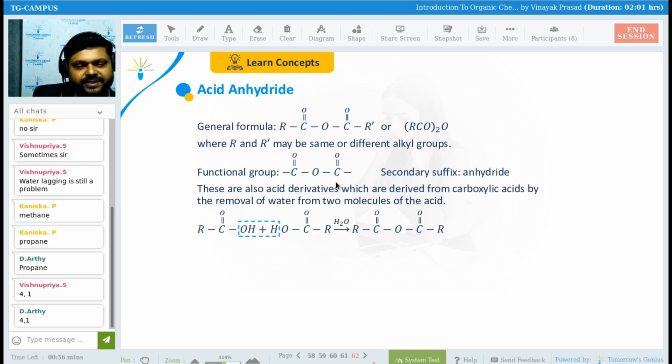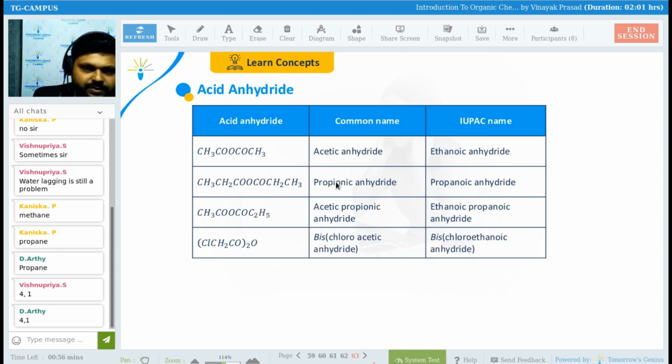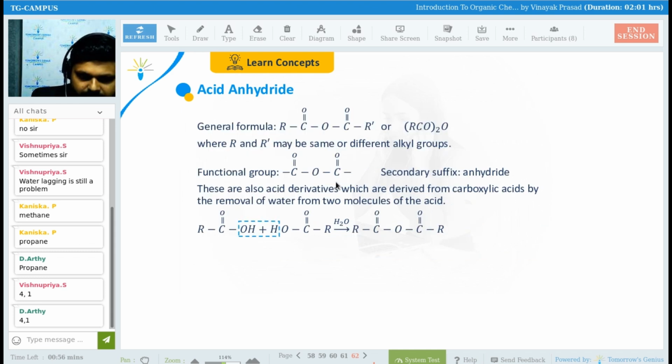Now, acid anhydride. If there is acid anhydride or any functional group, how are we going to name this functional group? That we are going to see. Acid anhydride, right? So CH3, C double bond O, single bond O, and then COCH3 will be there, right? So it will be called as what? Ethanoic anhydride. See how it will be: C double bond O, then O, then C double bond O, then R. So we can call this RCO2O. So simply we can write C double bond O, then single bond O, then C double bond O. Is it okay?